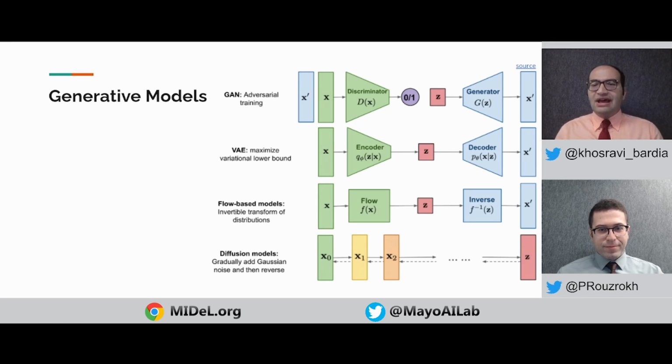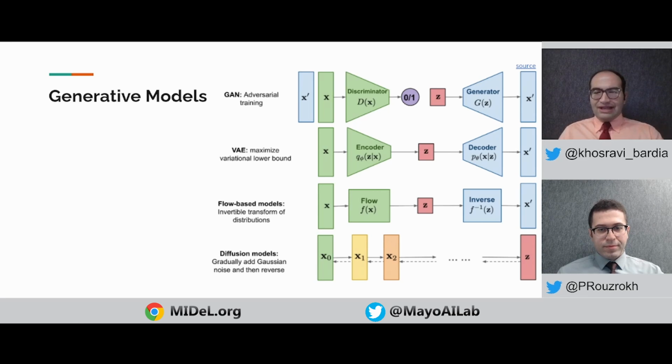VAEs also have two networks: one is the encoder, and one is the decoder. We give the images to the encoder, which encodes them in a latent space called Z. If the network is trained well, when we sample from that space Z, the decoder will give us a real image. So at inference time, we only use the decoder. Similar concepts apply to flow-based models and finally diffusion-based models.